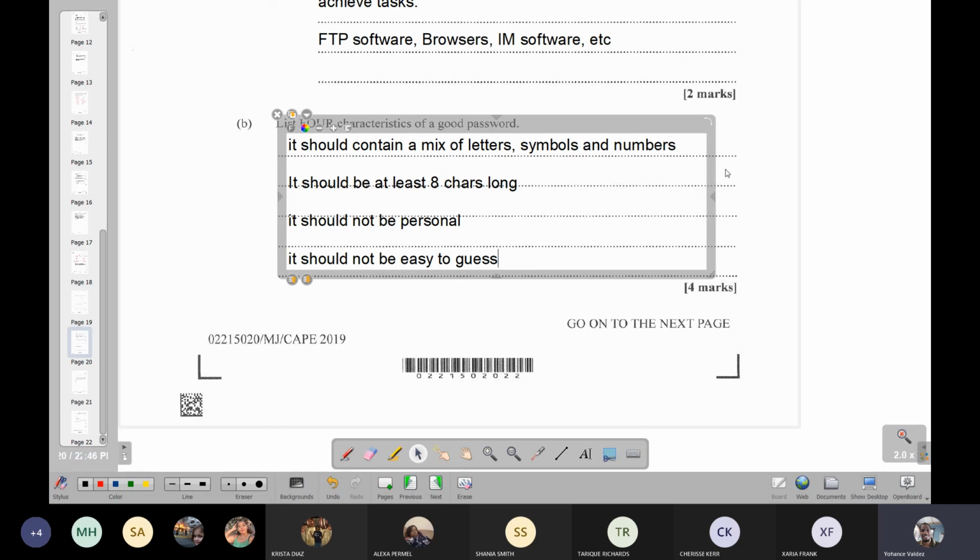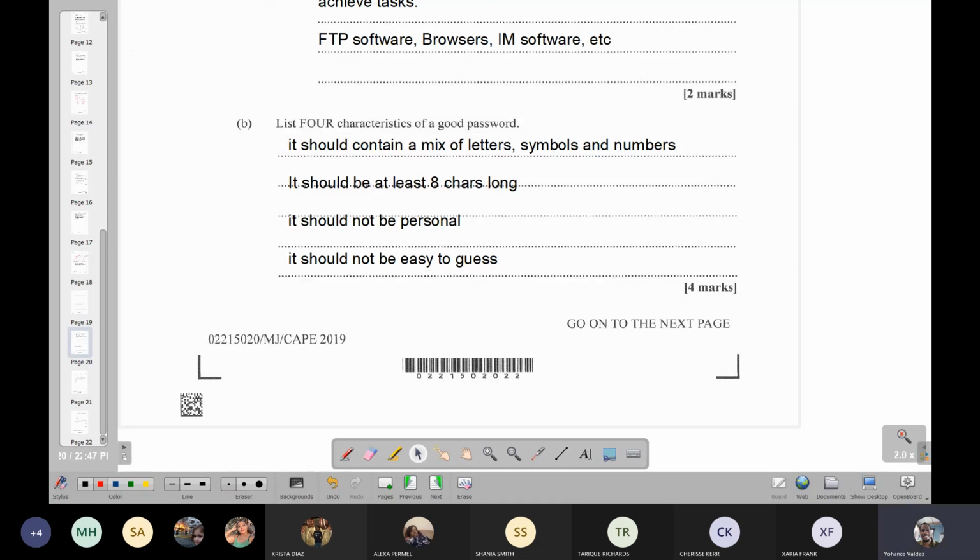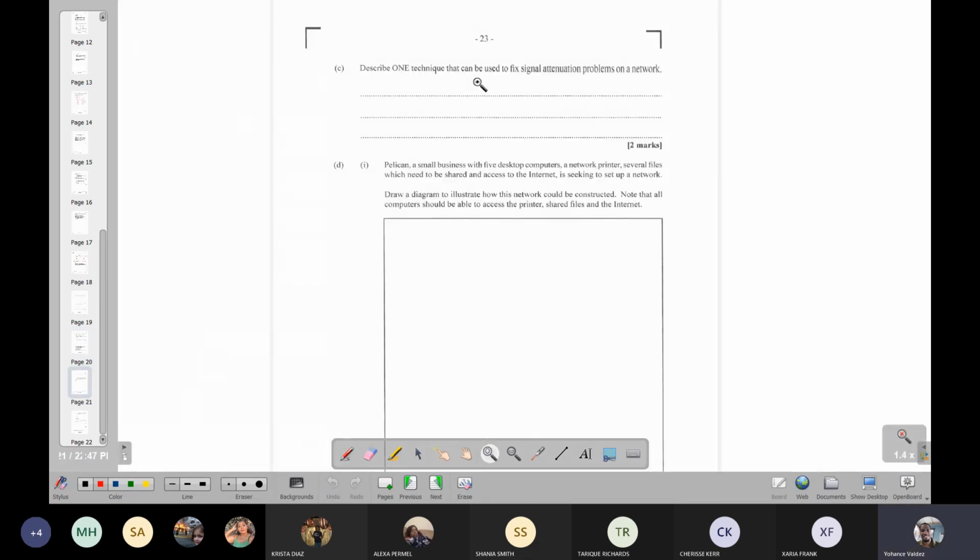What was the last thing you said, Tarek? Shouldn't be "password." Yeah, it's the same thing as shouldn't be easy to guess. Even though plenty of people use the word password as a password, it is probably the most common password out there.